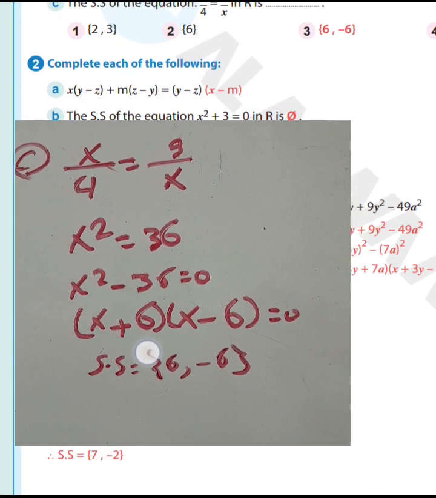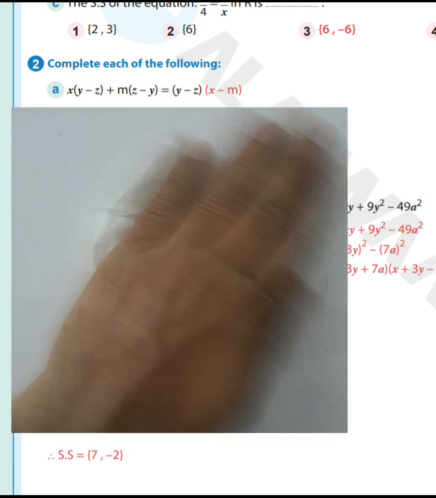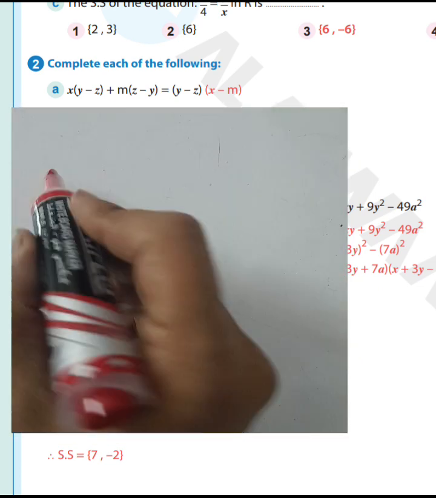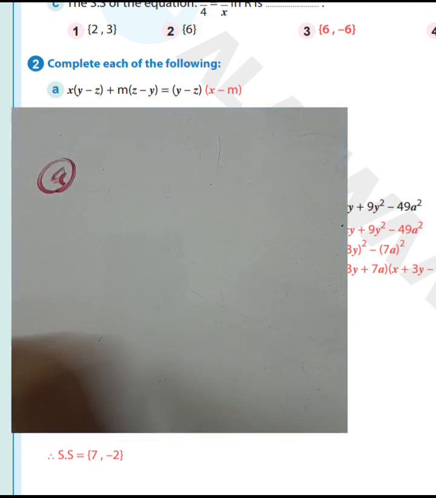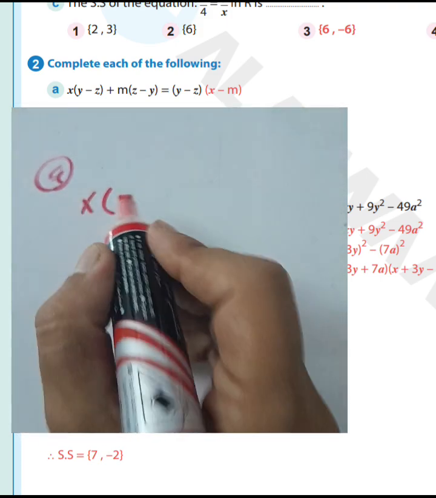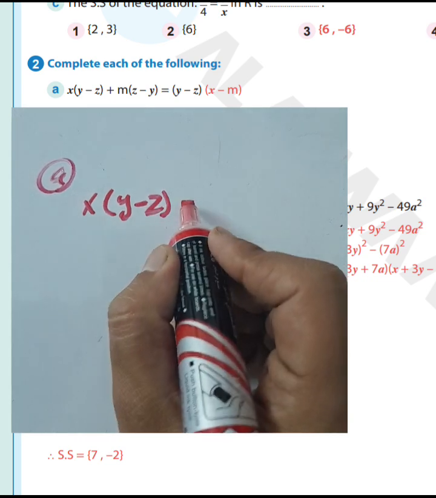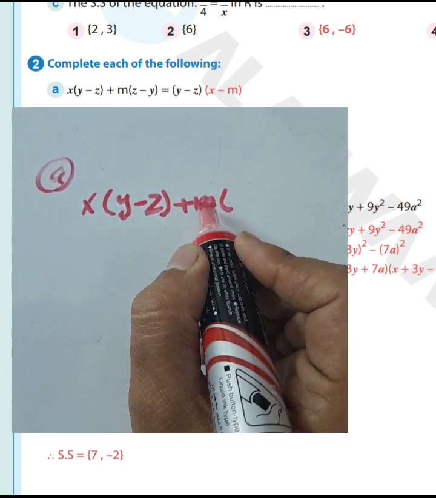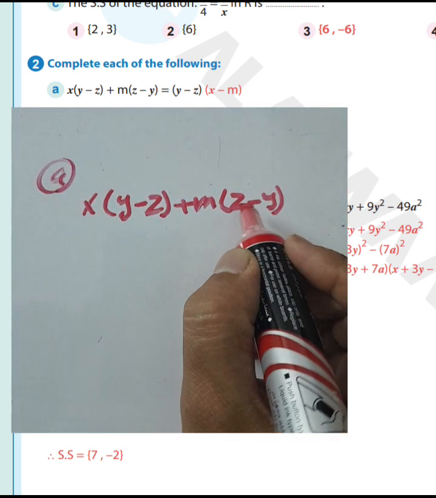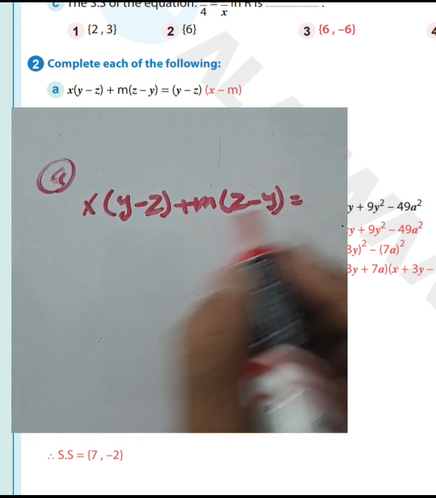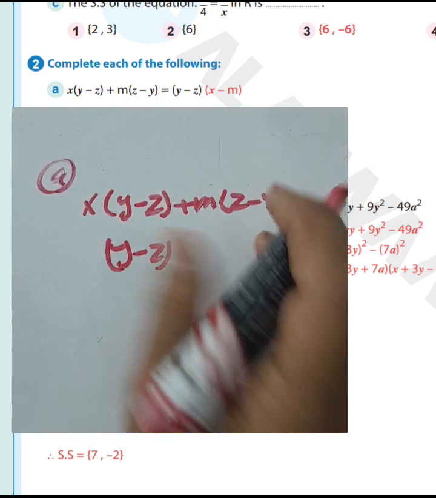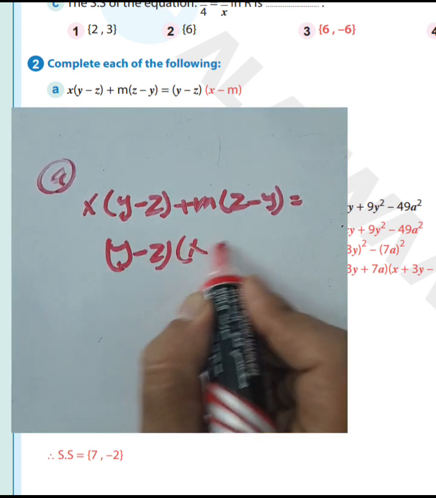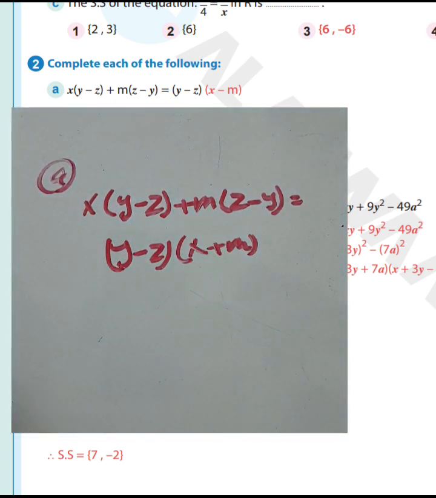Question number 2. Letter A: x product by y minus z plus m product by z minus y equals what? We can write y minus z as the common factor between the two terms, the remainder here x and the remainder here m.